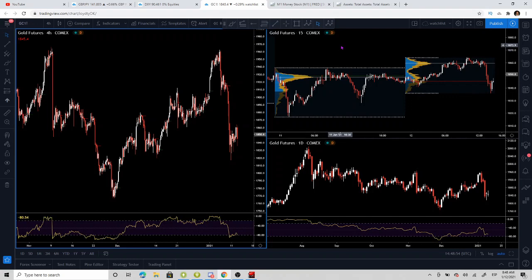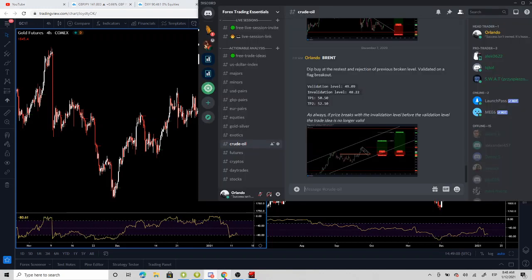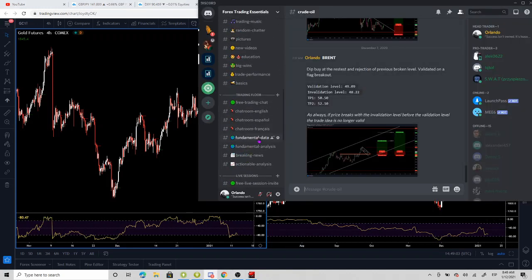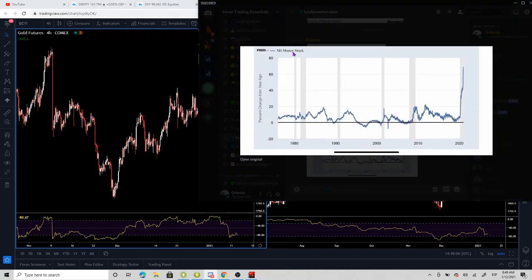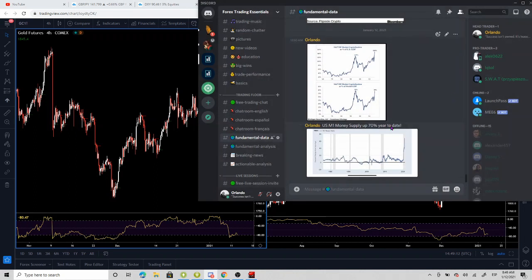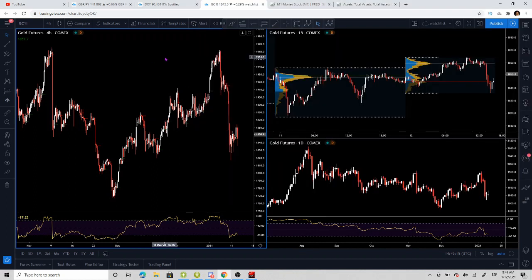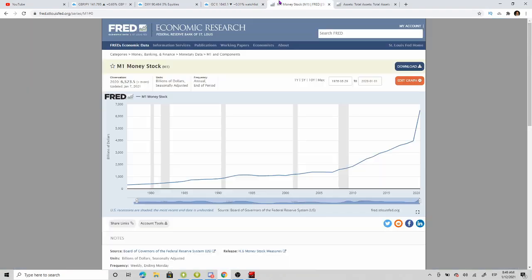So to start with this, we're going to talk about the money supply, right? The M1 money supply in the United States. This is the fundamental data that I curate for my subscribers. Only my subscribers have access to this. All right, so let's talk about that money supply. If you don't know what M1 money stock or money supply is, it's the most liquid assets that are circulating in the economy, such as cash and checking accounts, but mostly cash.